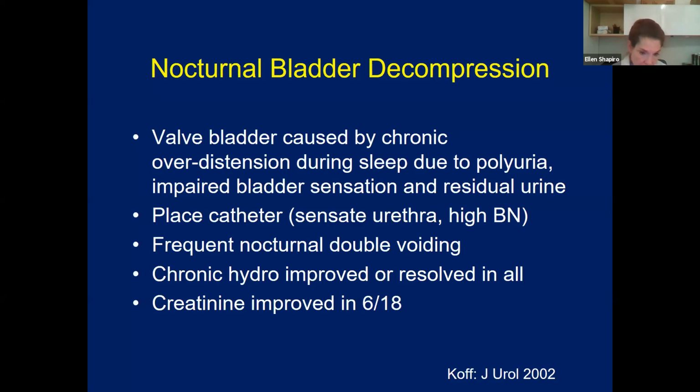So we ask parents to place a catheter. It's not such an easy ordeal because these are sensate urethras, high bladder necks. Sometimes it's difficult to pass the catheters. And frequent nocturnal double voiding also can be an alternative to catheter placement.